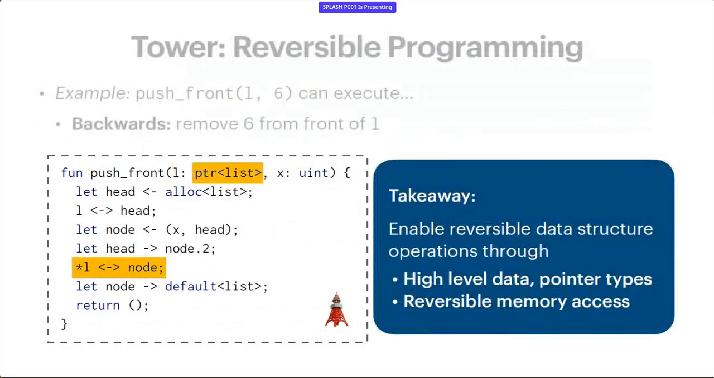If there's a takeaway from this section of the talk, it's that we've created a language that allows a developer to implement data structure operations that are all reversible. And the way that we do this is by introducing high-level types of pointers and data like lists and integers. And we have a set of operations that allow you to perform random memory access reversibly. This is something that previously had not been achieved in quantum computing.